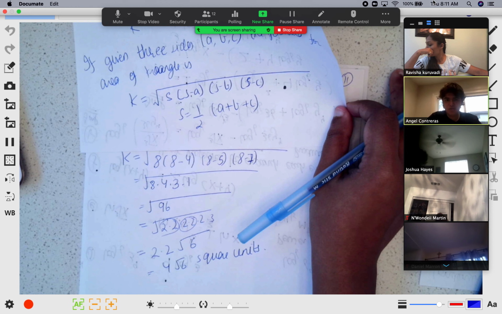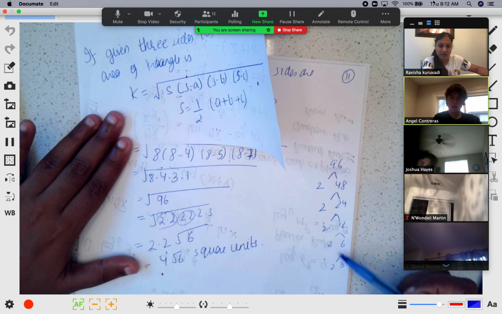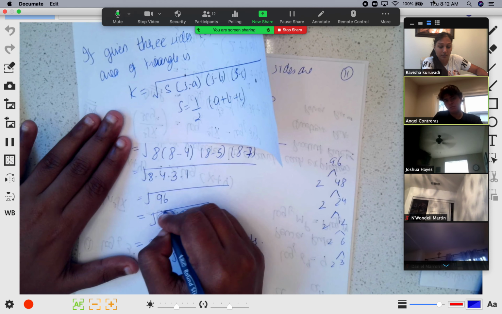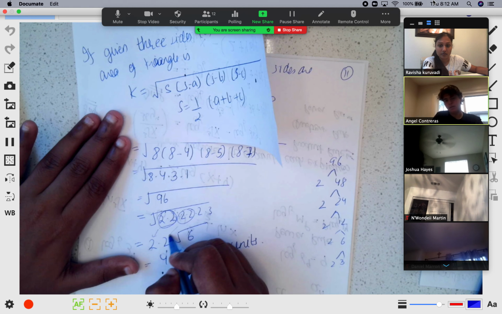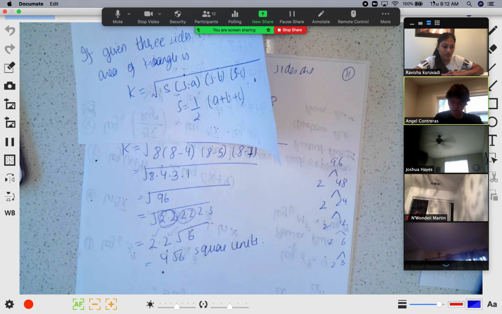Wait, how did you get the 2 times 2 root 6? So how did you make factors of 96? I made factors of 96. Okay, and then we factor it and we just take it out? Yeah, since it's a square root, you make pairs. From each pair, one will come out. And then the rest remain inside. Oh, okay. Never mind, I see.